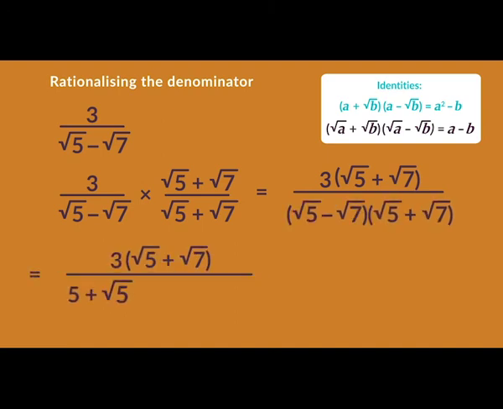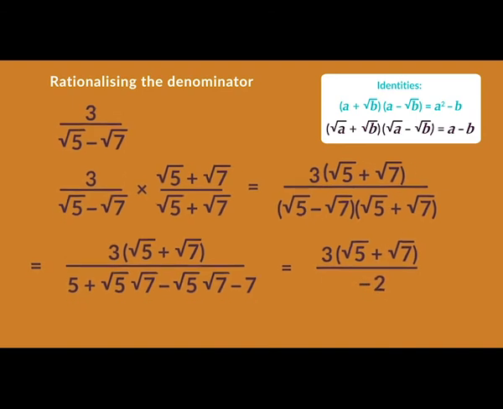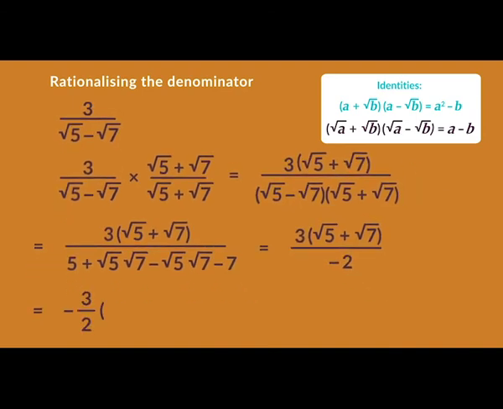5 plus root 5, root 7, minus root 5, root 7, minus 7. The denominator simplifies to 5 minus 7, which is negative 2. The final answer is negative 3 over 2 times root 5 plus root 7. There you go. Now you know how to write a fraction so that the denominator is in rational form.